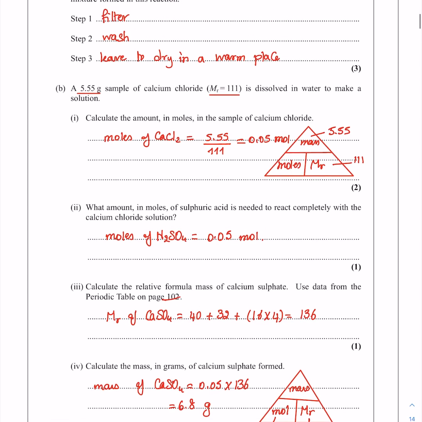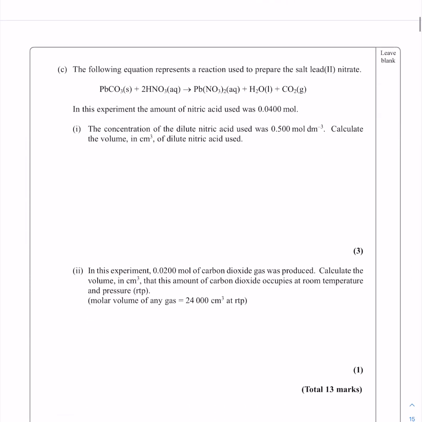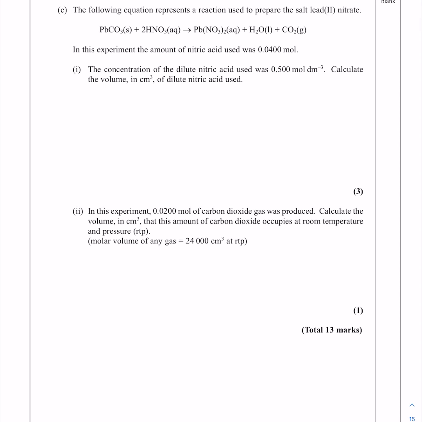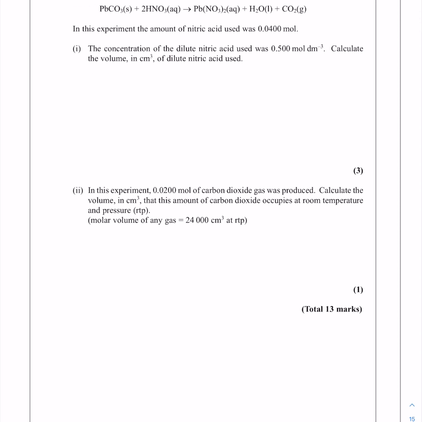So, IV. C. The following equation represents a reaction used to prepare the salt lead 2 nitrate. Lead 2 carbonate plus 2 moles of nitric acid gives 1 mole of lead 2 nitrate plus 1 mole of water and 1 mole of carbon dioxide. In this experiment the amount of nitric acid used was 0.0400 moles. So these are the moles. And the concentration of nitric acid was 0.500 mole per cubic decimeter. Calculate the volume in cubic centimeter.